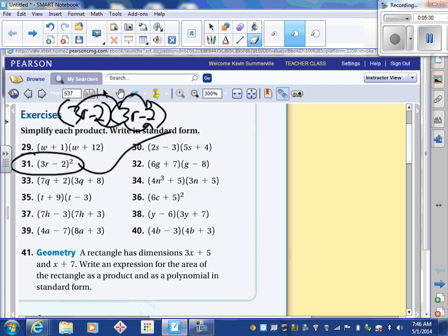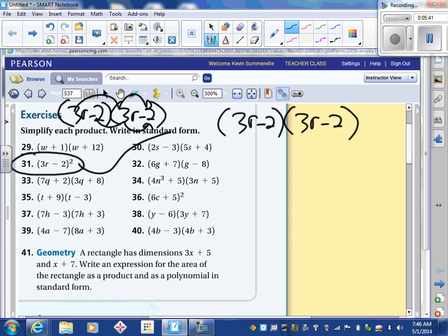Like I was saying, you could still use the FOIL method with that problem. If I did 3r minus 2 and 3r minus 2, and I used the FOIL method, I would take this times that. I would get 9r squared. 3r times that would be negative 6r. These two multiply each other, gives me negative 6r. Negative 2 times negative 2 gives me positive 4.